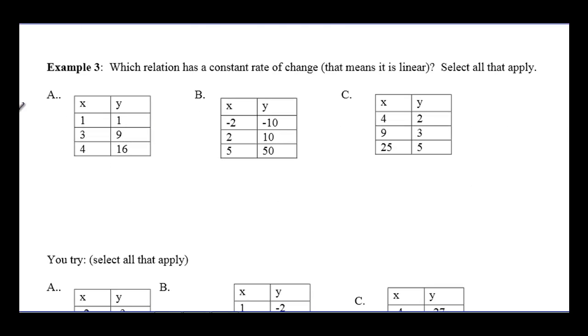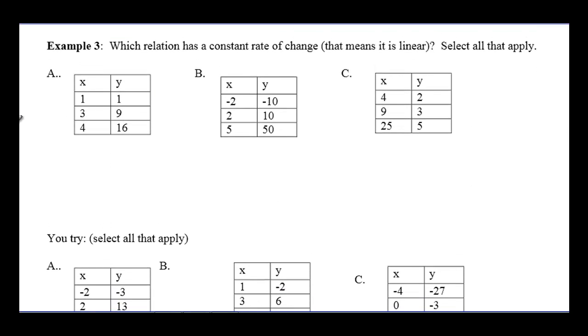And finally, we get to our last example. It says, which relation has a constant rate of change? That means it's linear, meaning if you were to graph it, which we've learned how to do already, it produces a straight line. No bends or curves or twists or anything like that. And notice this says select all that apply. That means we're not just finding one and stopping. We have to test all of these.